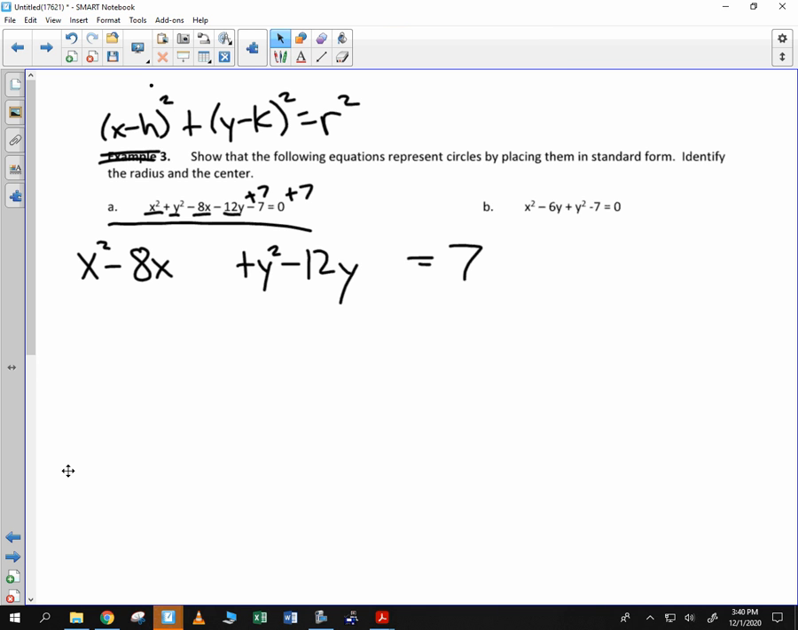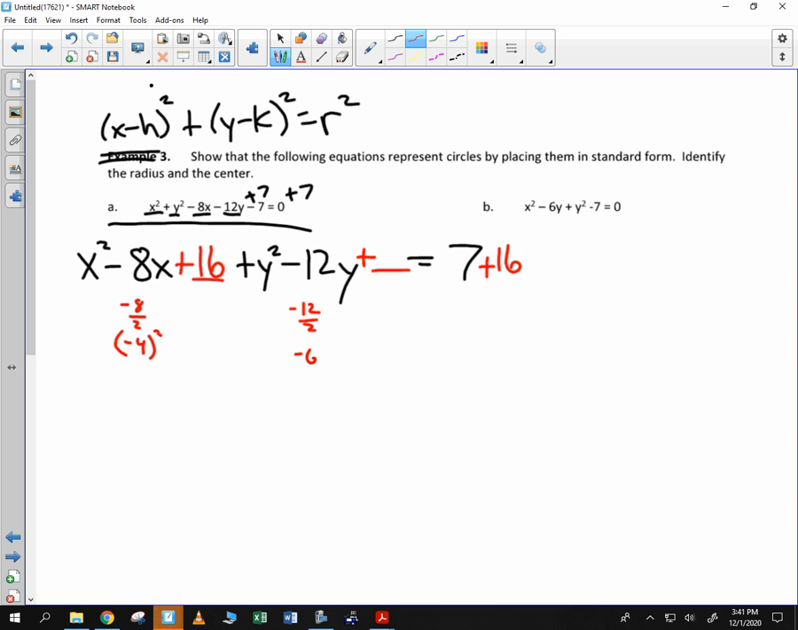Now, what we have to do is complete the square. So we're going to add something here. What are we going to add to complete the square? We're going to take that negative 8, divide it by 2 to get negative 4, and then square to get 16. If you add it to one side of the equation, you add it to the other side of the equation. Look at this one. Negative 12 divided by 2 is negative 6, and you square it and you get 36. If you add it to the left side, you've got to add it to the right side.